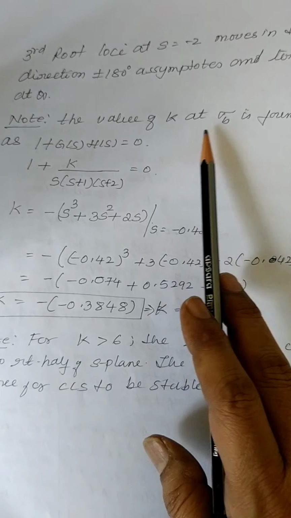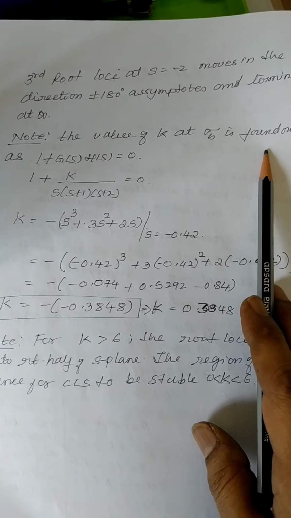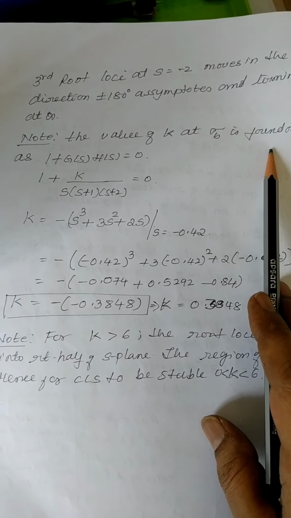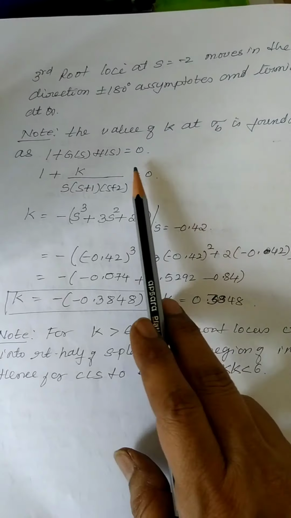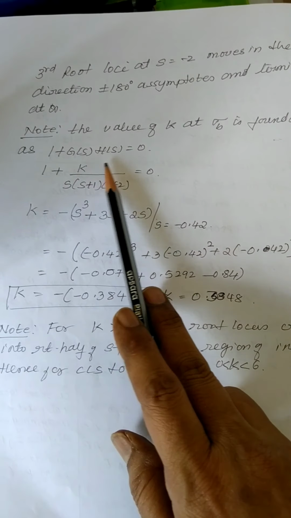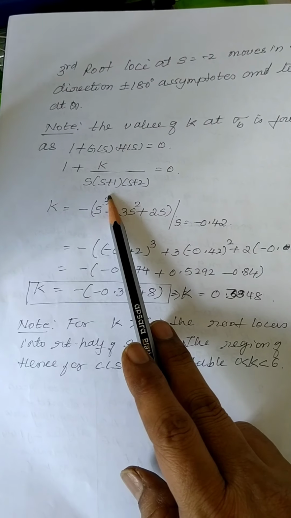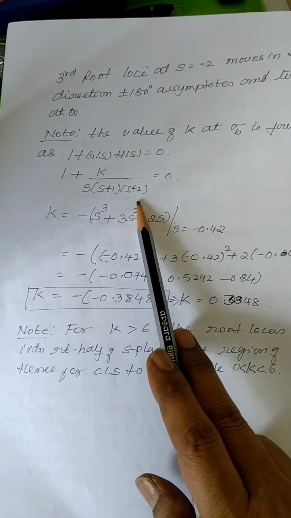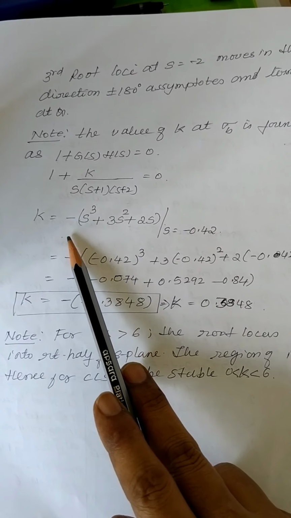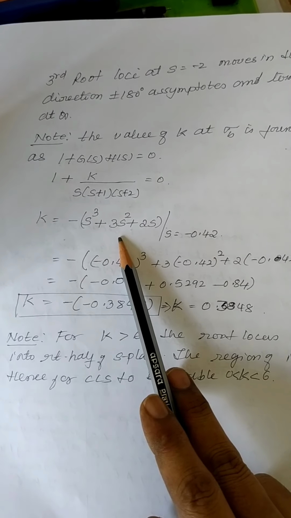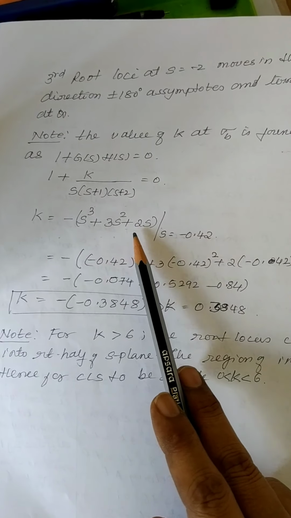The value of K at sigma b can be found out. What is the value of K at that sigma b, the breakaway point on the negative real axis? One example I am telling. It can be found using the formula 1 plus G(s)H(s) equal to 0. So you put 1 plus G(s)H(s), which is K divided by s into (s plus 1) into (s plus 2). Simplify this and put K, and you get the K value: K equals minus of s cube plus 3s square plus 2s, which we got from here.